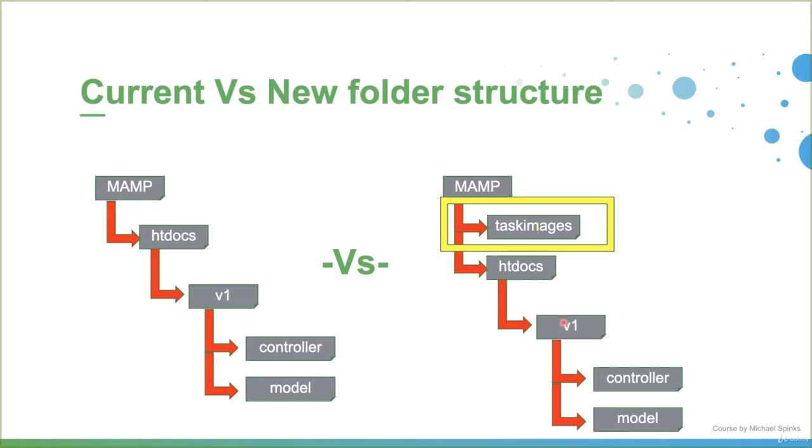Well, there's a couple of reasons really. If we put the task images folder within v1, and we then create a version 2 of the API, that means we would have to copy all of the task images to the v2 folder. So that means duplicating images. And then obviously the images themselves would be different based on which version of the API the client's calling. So for consistency reasons, we take this outside of the v1 or the v2 folder.